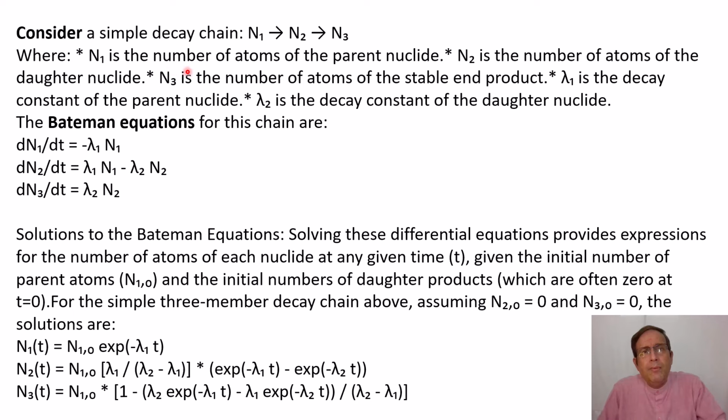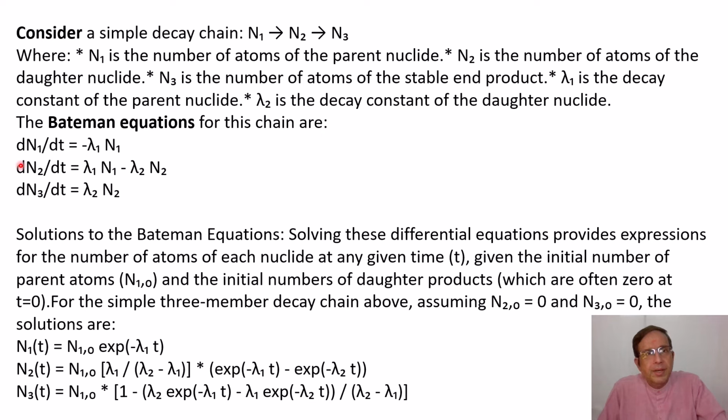N1 is the number of atoms of the parent nuclide, N2 is the number of atoms of the daughter nuclide, and N3 is the number of atoms of the stable end product. Lambda 1 is the decay constant of the parent nuclide, lambda 2 is the decay constant of the daughter nuclide, and lambda 3 is not required because N3 is not decaying at all. So it is stable, so lambda 3 is not relevant in this particular equation.